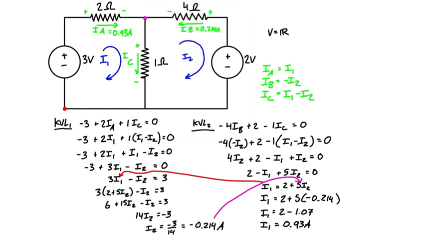And then IC is just equal to I1 minus I2. So I1 is 0.93 minus negative 0.214, which is positive 1.144. So let's label that on here. It's equal to positive 1.144 amps going down through this resistor in the middle. And that checks out as well using Kirchhoff's current law at the junction, because 0.93 plus 0.214 is 1.144.